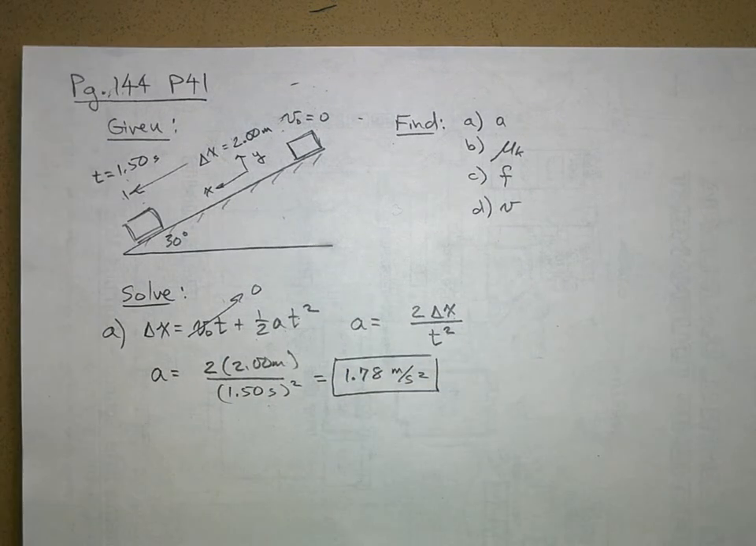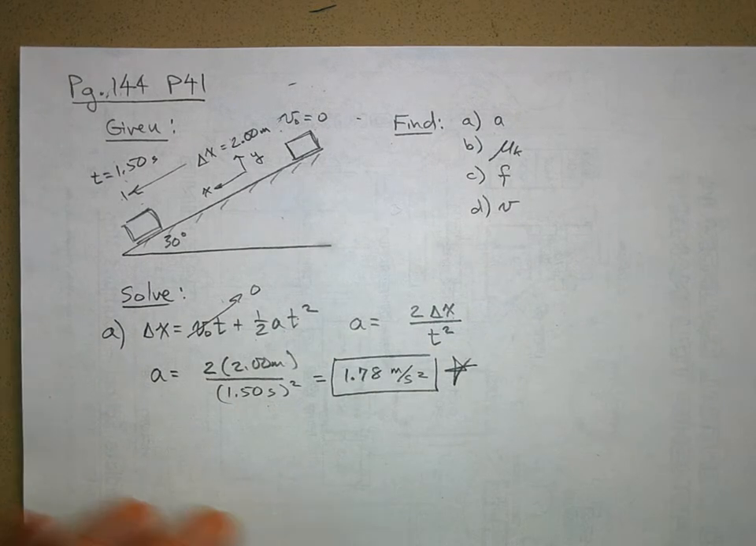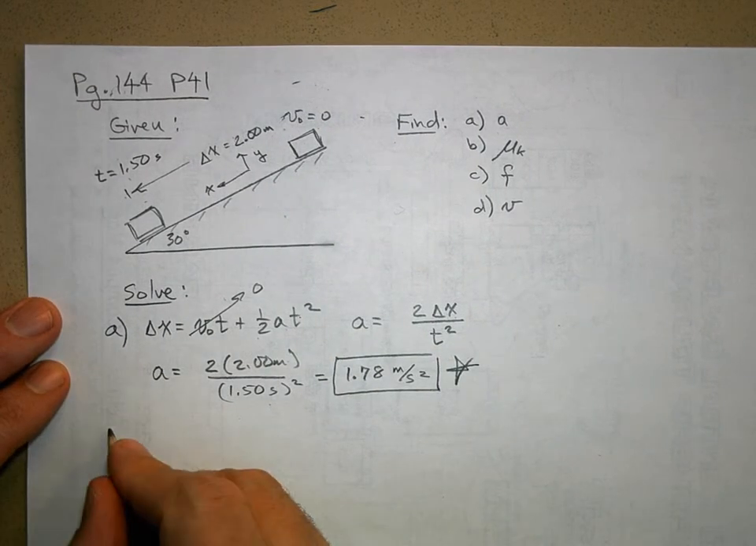Now I can check that because we have the answers in the back of the book. I look at number 41. A is 1.78 meters per second squared. We got it right. So put a star next to that. Got it right. And then let's do part B now.